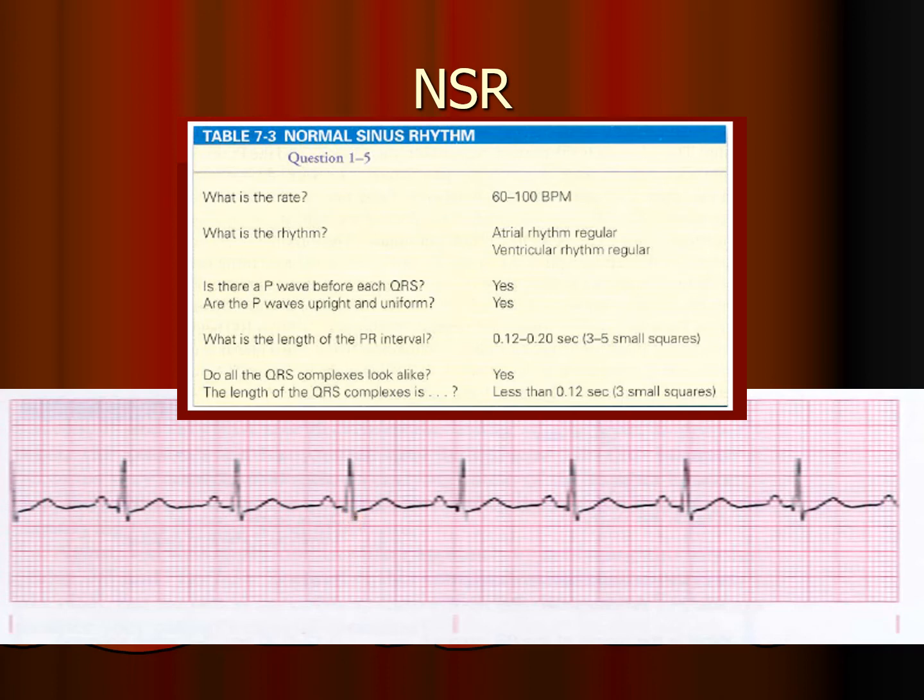So if you answer yes and you follow that, then we indeed have normal sinus rhythm. And this is in lead 2. Following me, lead 2.